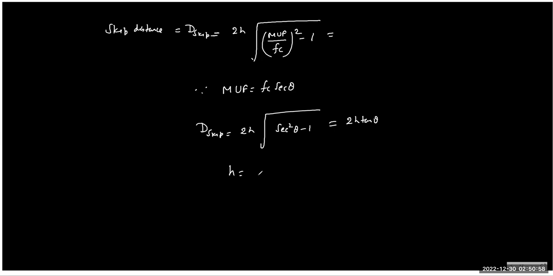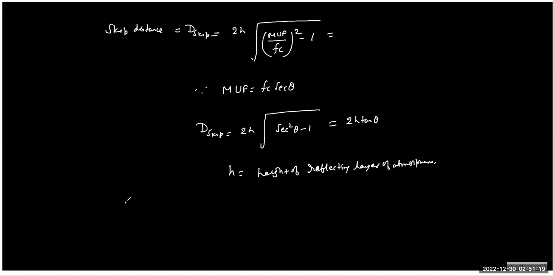H is called the height of a reflecting layer of atmosphere. So this is one formula which, if you want to remember, you can remember.